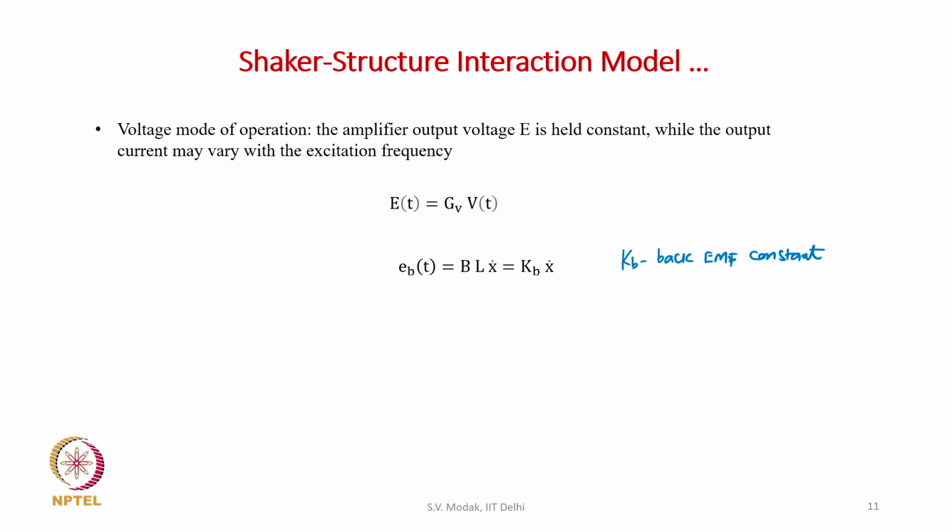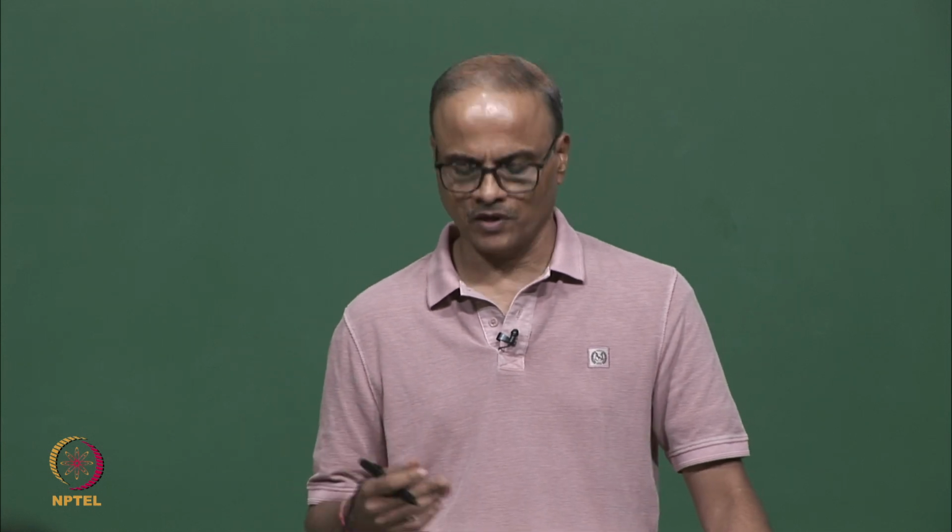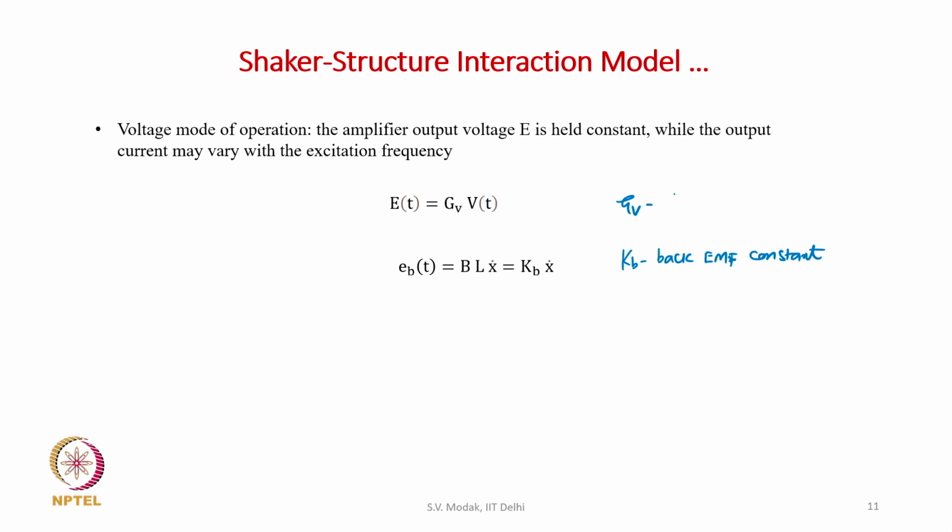So therefore Eb is proportional to the velocity, and we can write down Eb is equal to Kb into x dot. So Kb is a constant of the system, and it depends on the magnetic field and the conductor length, or the length of the coil. Here Gv also we should note that it is the gain of the power amplifier.